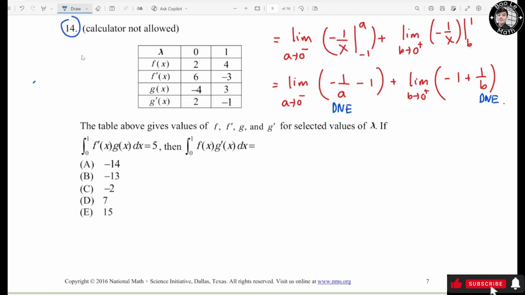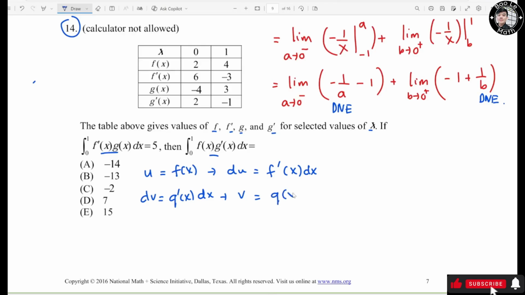Now let's move on to question 14. The table above gives values of f prime and g prime for selected values of s. If we have this guy, then this guy equals how much, right? So basically, we need to use integration by parts. Let u be f of s, then du equals f prime of s ds, right? dv equals g prime of s ds, then v equals g of s, right?